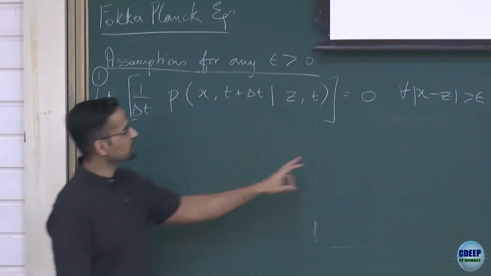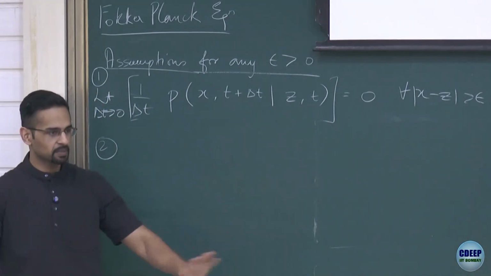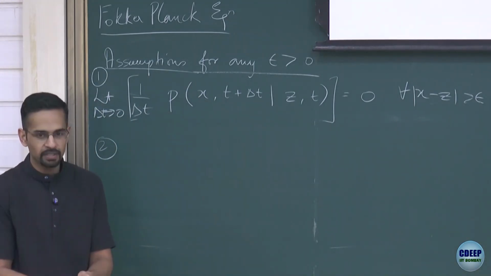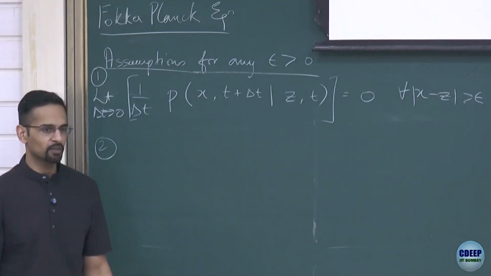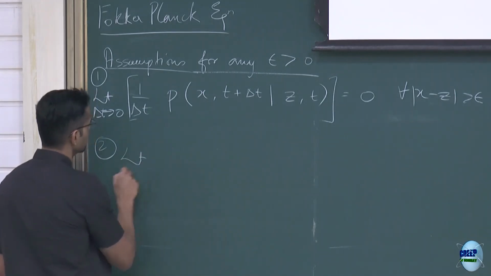Now the second point is what happens within this epsilon. Big steps are not allowed, but the small steps within my epsilon should have a first moment and a second moment. So again, we'll take the limit.